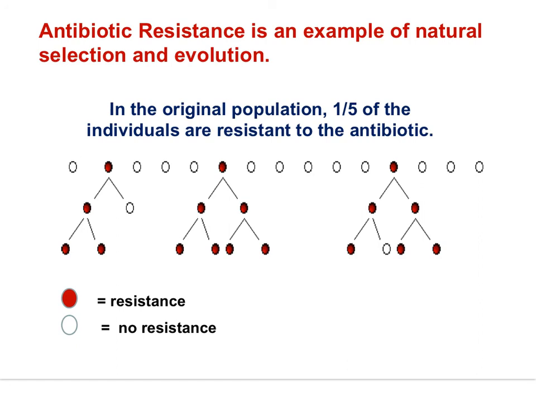Then the environment changes, such as the arrival of an antibiotic to the environment. The changing environment, the arrival of the antibiotic, results in some individuals surviving and reproducing at rates higher than those around them. Over time, the genetics of the population changes with an increased frequency of antibiotic resistance in the population.